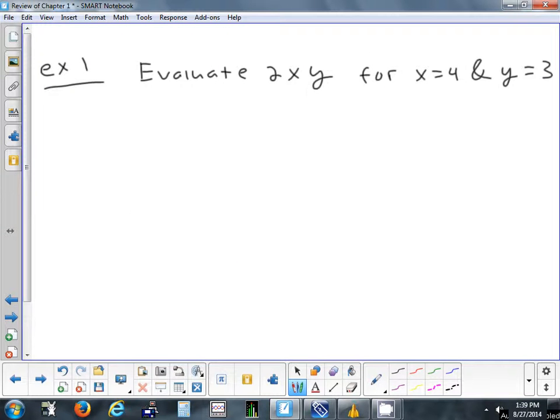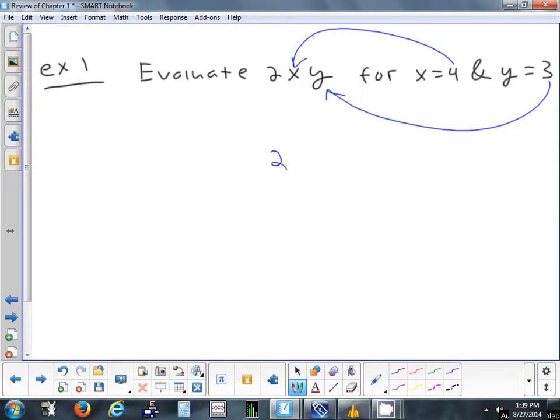Okay, so what's the first thing you have to do to evaluate an expression? Yes, Clayton. Plug in numbers for the variables. Right. What number are you going to plug in for x? 4. Right, so 4 is going to go right there. And what number are you going to plug in for y? 3. 3 is going to go right there. So we're going to have 2.